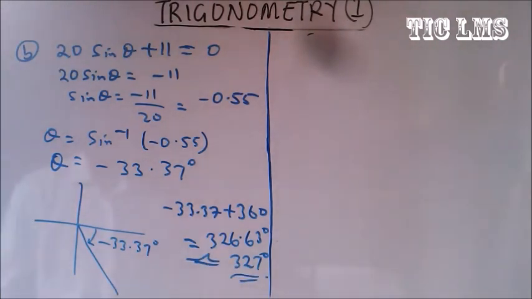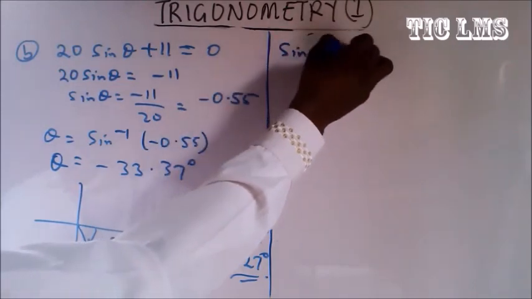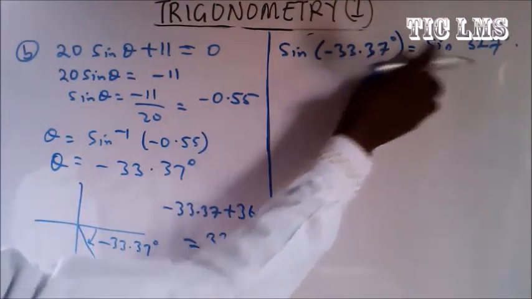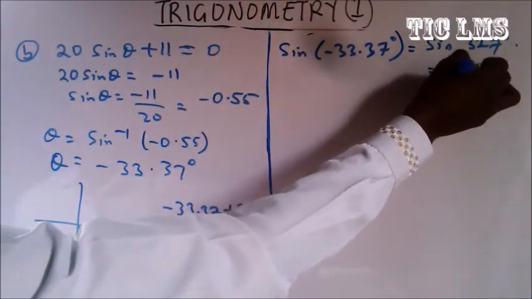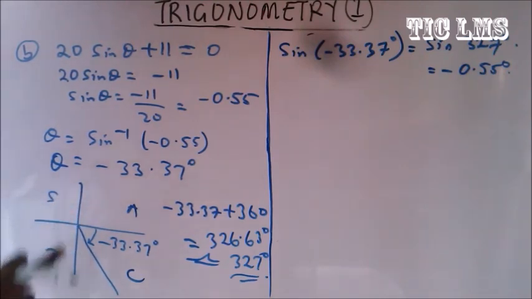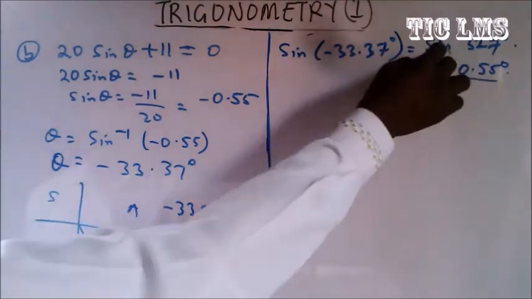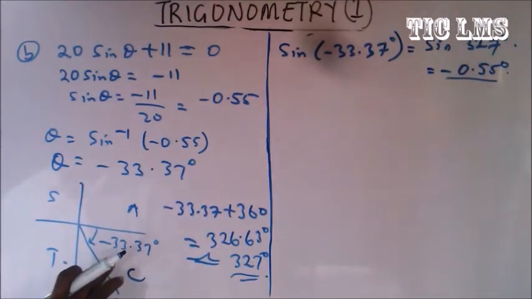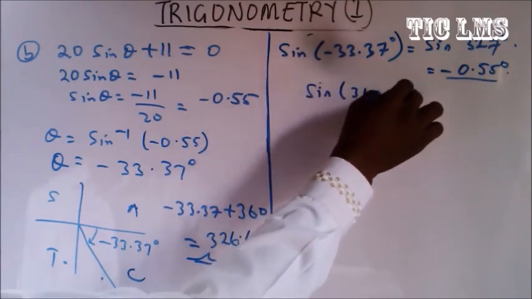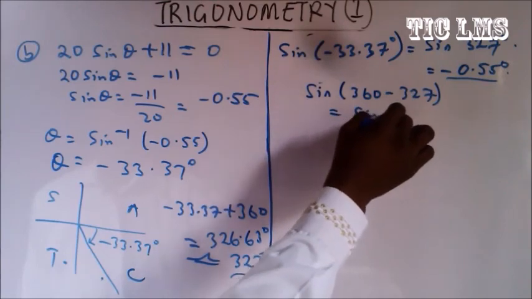Now what we are arriving at is that sine of minus 33.37 degrees equals sine of 327 degrees, and when we find it, it will give us minus 0.55. This minus sign also says that in the four quadrants, sine is negative in two quadrants and positive in two quadrants. Sine is positive in the first and second quadrants, but negative in the third and fourth quadrants. This 327 degrees falls in the fourth quadrant. Its equivalent acute angle is going to be sine of 360 minus 327, and that is sine 33 degrees.